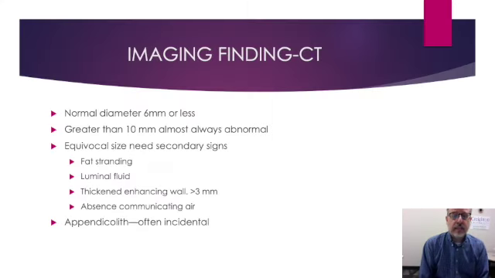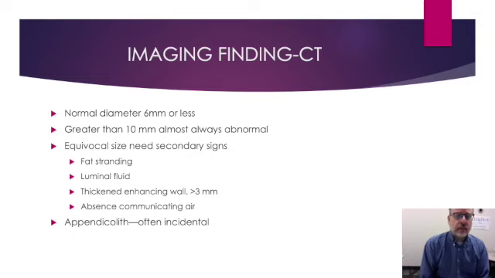The imaging findings on computed tomography mirror those of ultrasound. Again, a normal diameter is 6 millimeters or less. When the appendix is greater than 10 millimeters, it is almost always abnormal. With computed tomography, we're unable to provide compression on the abdomen, and so there is a more variable size of normal appendix.